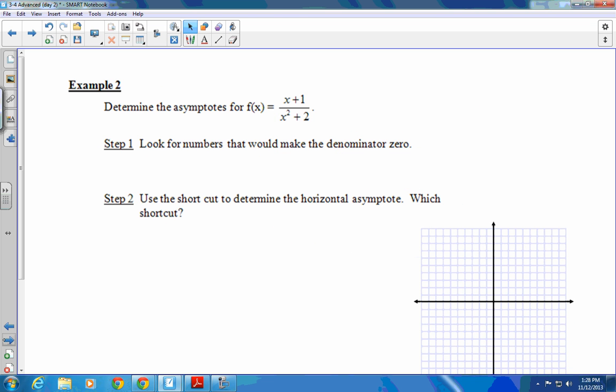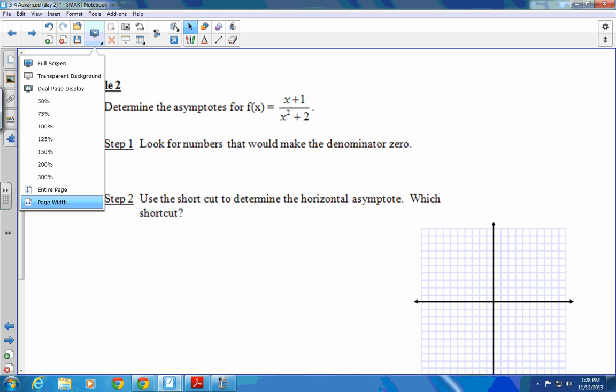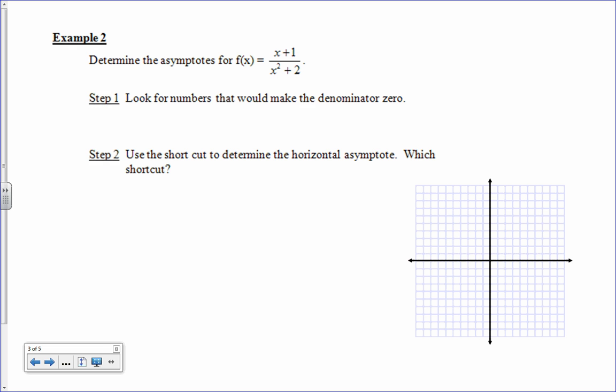Well, let's try another one then. What are we supposed to do first again? Look for holes. Well, the numerator doesn't factor. Does the denominator factor? Nope. So any holes? Nope. This one's good. So look for numbers that would make the denominator 0. So in other words, what x values am I not allowed to put in? So let's set this equal to 0 and find out what's going to make that be 0.